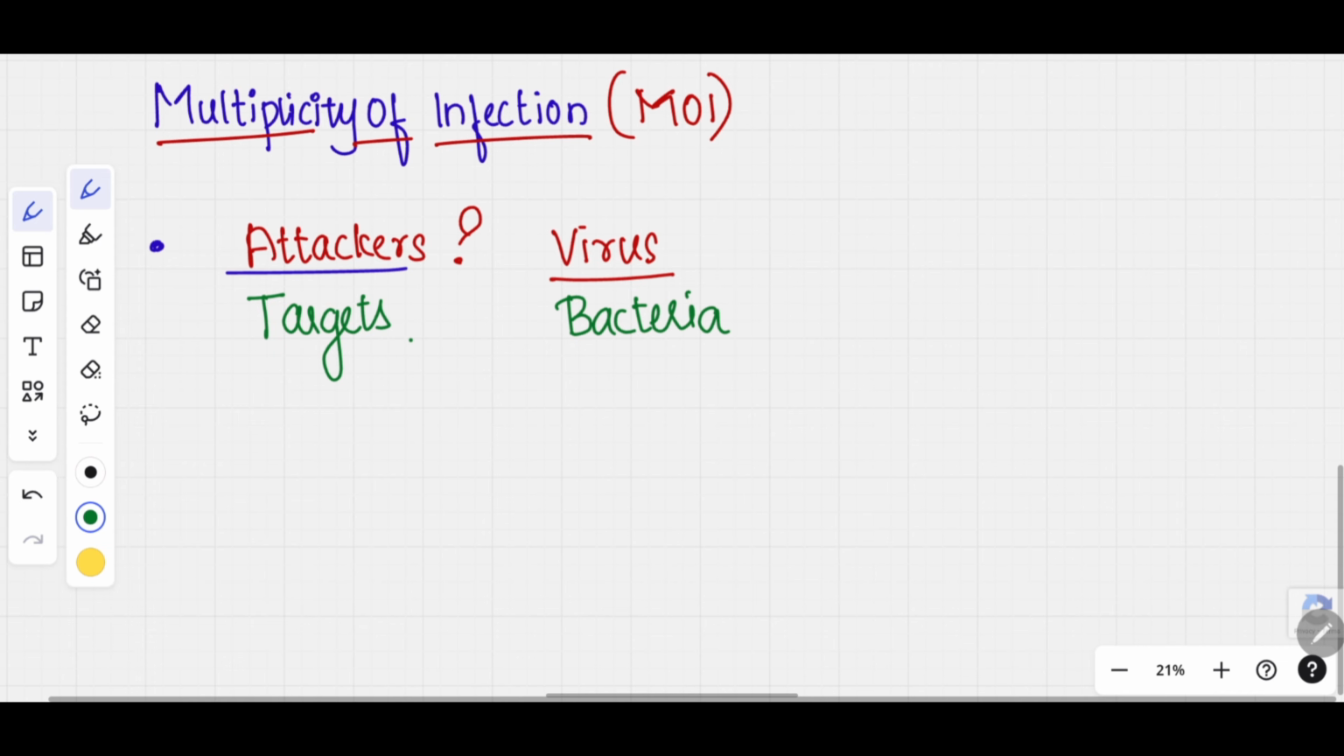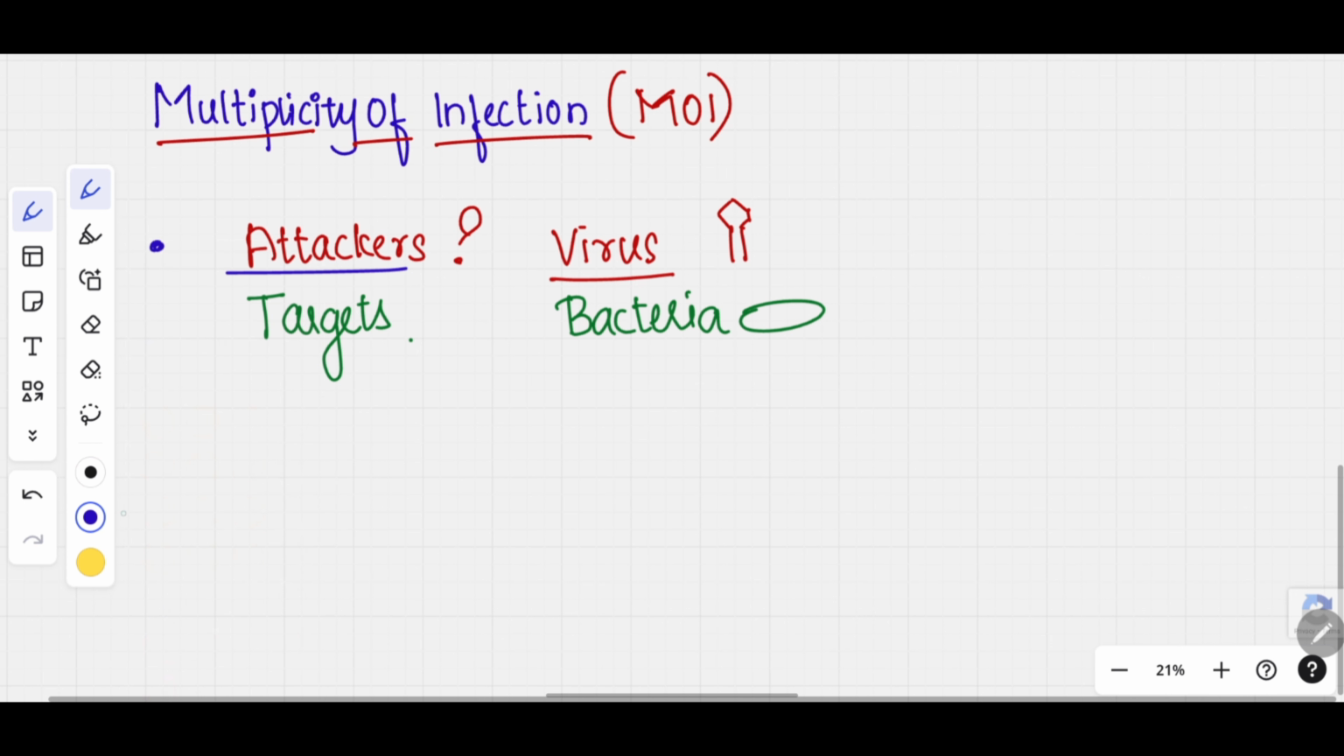Okay. So who are attacking? Bacteriophages, which is a virus, like we have just drawn. A virus is attacking who? A bacteria, because E. coli is a bacteria. This is a simple way to remember this formula.